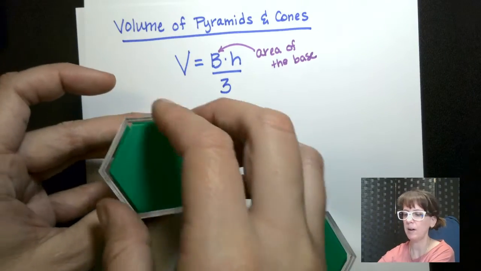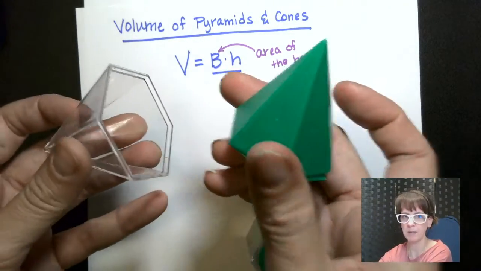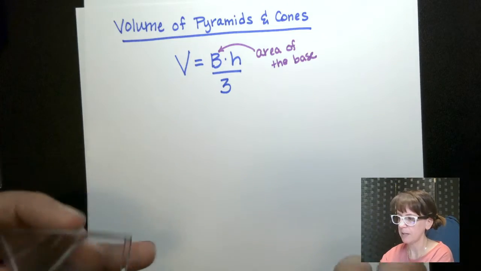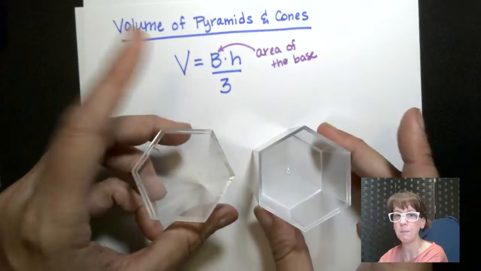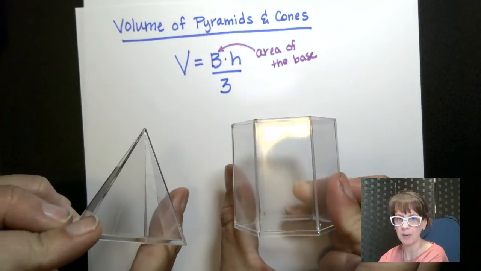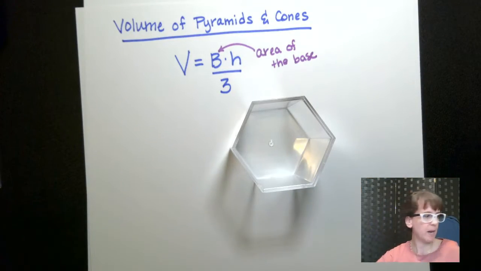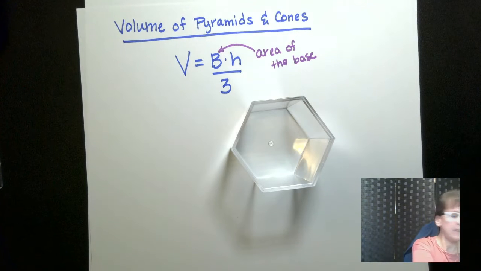Okay, so I'm going to take apart these guys. I'm going to take out my pyramid, and I'm going to take out my prism here. So now you can see. Okay, so these have the exact same base, right? But one's a pyramid and one is a prism. So watch what happens.